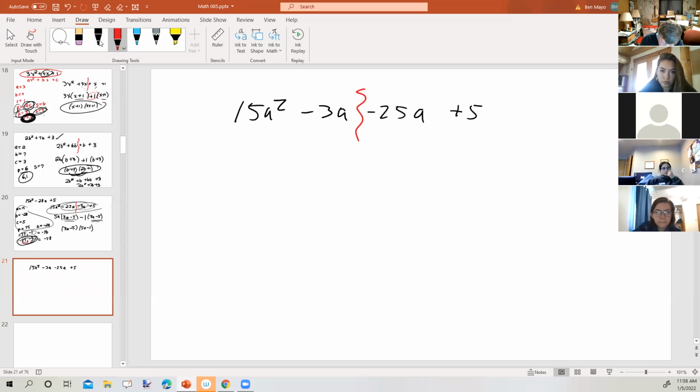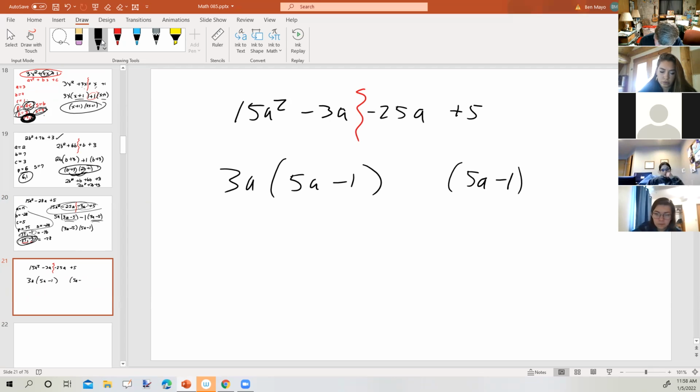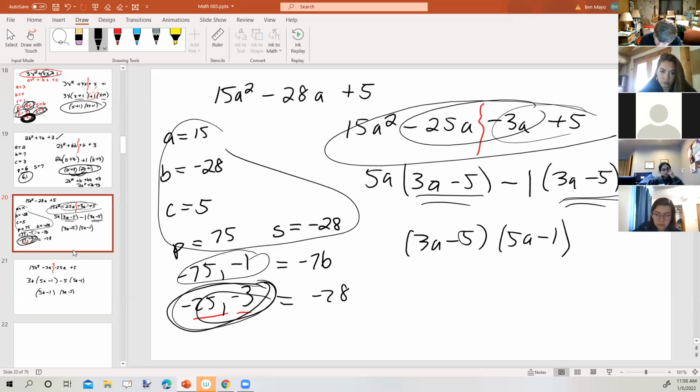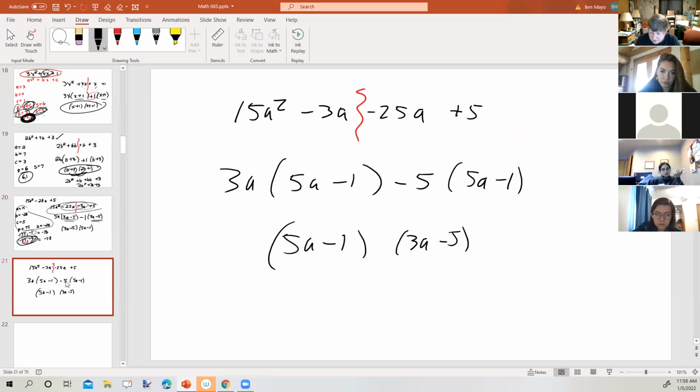Factoring by grouping. Greatest common factor, 3a. Leftovers, 5a minus 1. 5a minus 1, minus 5. 5a minus 1, 3a minus 5. Oh, what did it do? It just commuted the two factors. So it doesn't matter which order you put those two middle terms.